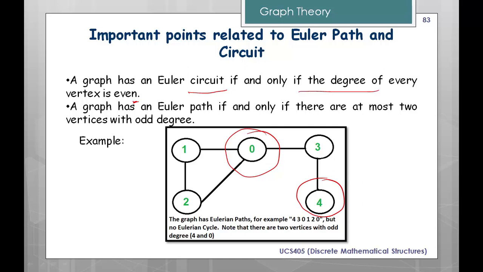But for the Euler path, the condition is that there are at most 2 vertices with odd degree. So I hope this condition is fulfilled. So that's why it's an Eulerian path. What is that? 4, 3, 0, 1, 2, 0. But no cycle or circuit.